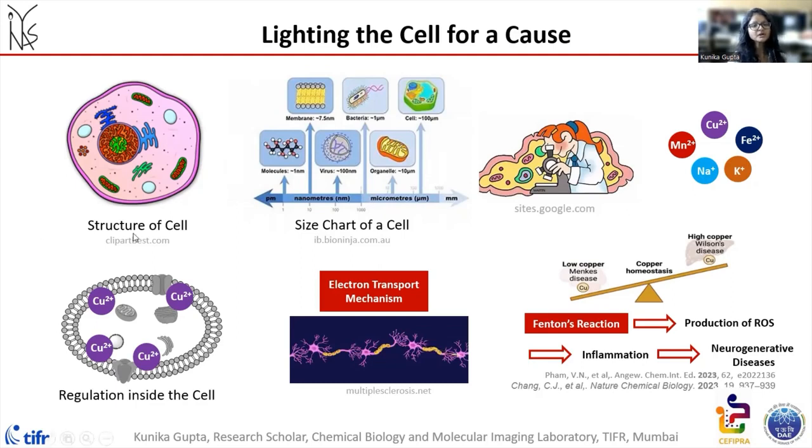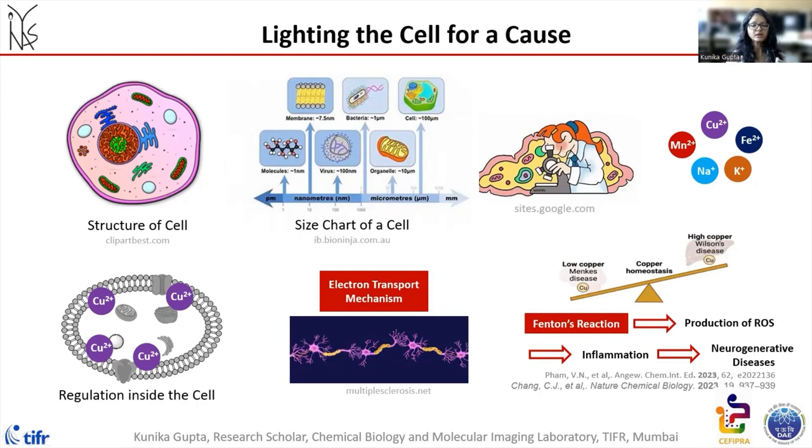Cell is the fundamental unit of life, and if we look at the size chart, we realize that it is so small that it has to be seen under a microscope. A cell has various bioanalytes inside it for its proper functioning, but we are mostly interested in the metal ions, that too my favorite, copper ion. But why am I interested in seeing the copper ions?